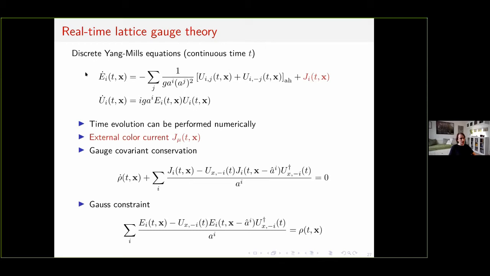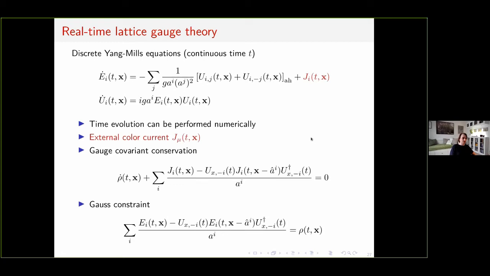But as I said earlier, what we want to do now is we also want to include some currents here. Right, so we want to put in some external currents here. And if you do that and you want to retain gauge covariance, then these currents need to be conserved in the non-abelian sense. So that's given here. So this is basically the continuity equation on the lattice in the non-abelian case. And if that is conserved, then you're also guaranteed to have a conserved Gauss constraint, which is, of course, a property due to gauge invariance of the theory.